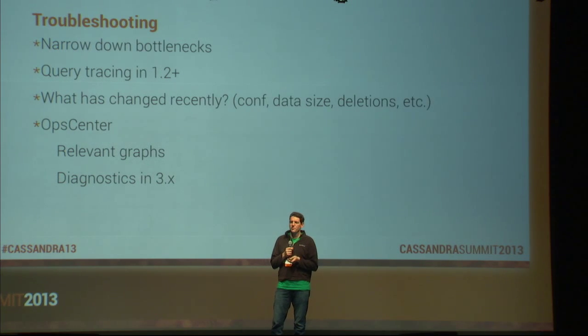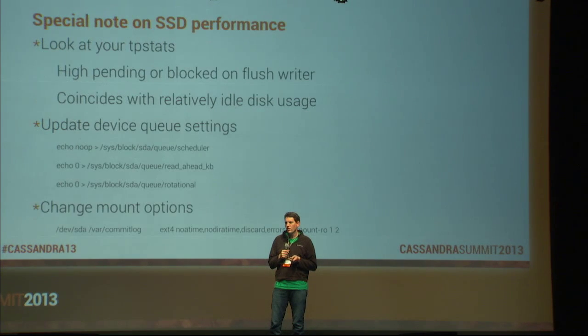Some troubleshooting tips. There's some query tracing in 1.2. Narrow down your bottlenecks with things like iostat, top, and vmstat. Diagnostics in OpsCenter 3.0 or later will give you a whole slew of information. And there's another note that I'll post on Twitter.